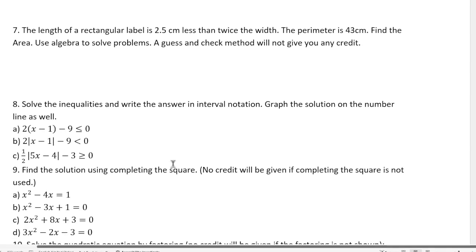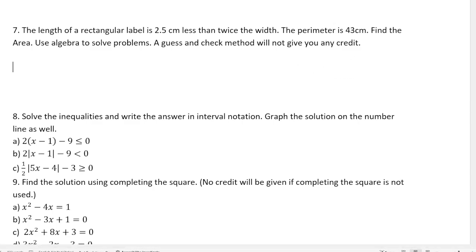The length of a rectangular label is 2.5 centimeters less than twice the width. The perimeter is 43 centimeters. Find the area. Use algebra to solve problems. The guess and check method will not give you any credit.